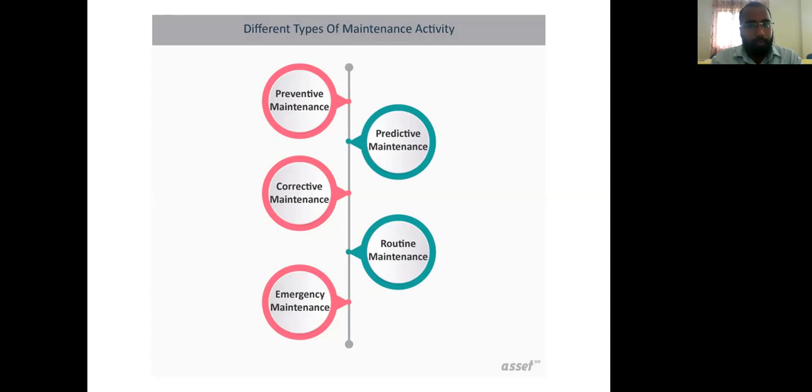Corrective or breakdown maintenance: after the breaking down of a system, we repair it. Emergency maintenance is the same kind of breakdown maintenance, which comes into the picture at the time of an emergency. And routine maintenance is a common maintenance employed in every organization. We keep a routine maintenance process.